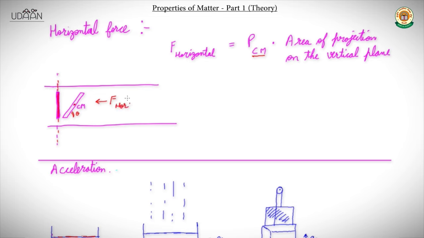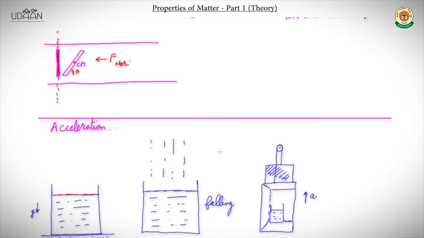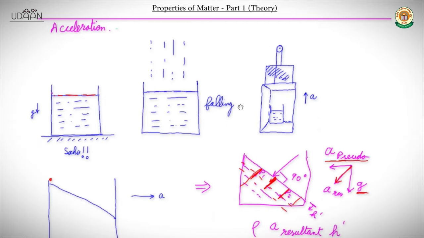Okay, now suppose this fluid was flowing upward, so how would the area you found change? Here we are not talking about the flow of the liquid. This is a static case where the fluid is static. Okay, fine. Now we talk about the acceleration.